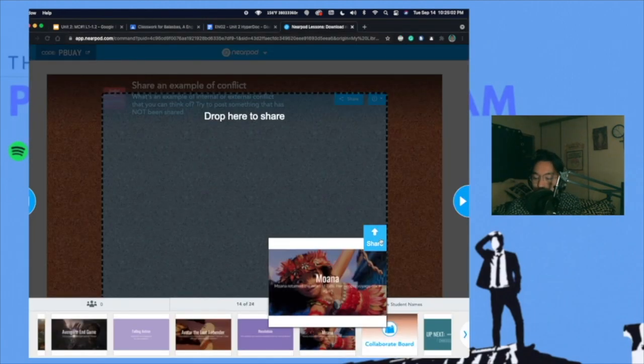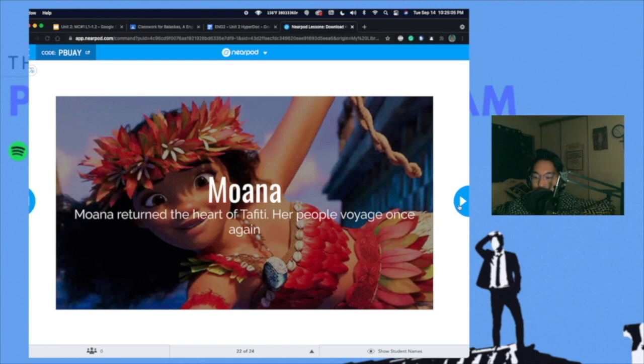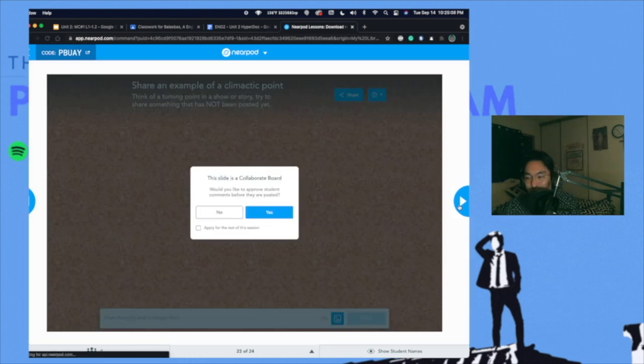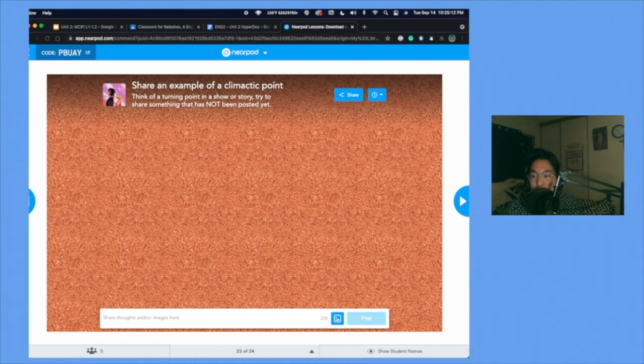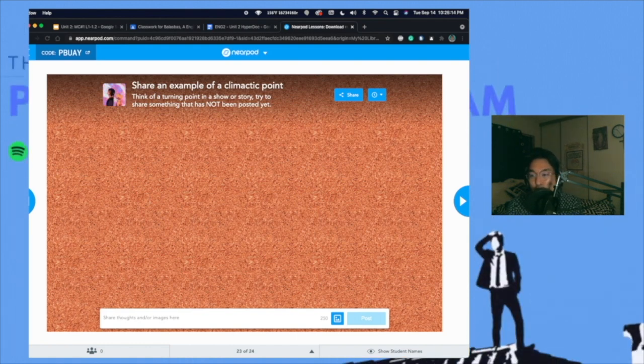So if you've been following along on Nearpod, change over to the next slide. There's another collaborate board, which you'll find. Here, I want you to share an example of a climactic point. Think of a turning point in a show or story. This could be in a book, in a movie, a TV show, any form of media that you can think of, and try to share something that hasn't been posted or that was talked about in this video. What's another turning point that you can think of that you would like to share?